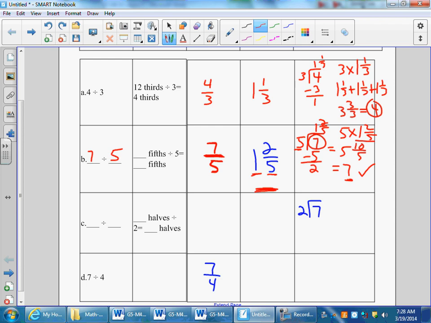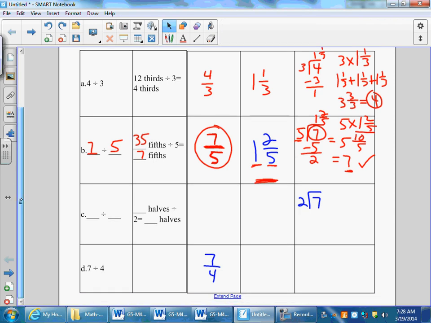Go back to my model. Now, if I broke every whole up into fifths, 1 whole would have 5/5. So 7 wholes has 35/5. Divided by 5 is 7/5. It matches everything else.